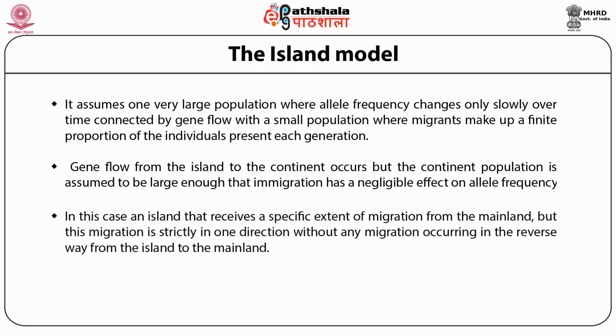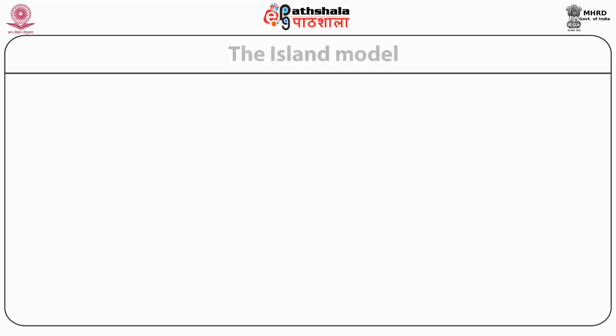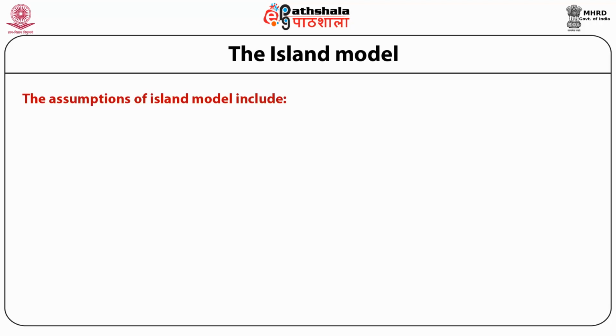In this case, an island receives a specific extent of migration from the mainland, but this migration is strictly one directional. That means there is no migration occurring in the reverse way, from the island to the mainland. In this way, we can conclude the effect of gene flow from the mainland on the allele frequency of the islands. There are a few assumptions for the successful working of the island model.